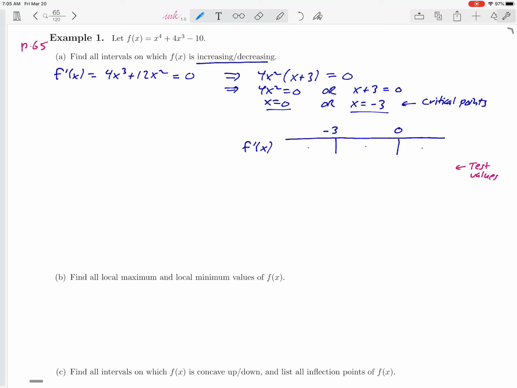for our function, starting with the zone on the very left-hand side. So what would a nice number be that's a little bit less than negative 3? Well, one possibility is just negative 4. That's a test value in our leftmost zone. And we're interested in knowing, is the derivative positive or negative at that number negative 4? Well, let's go over here to the left and figure that out. So we're going to take that negative 4 and plug it into the derivative. I'm going to use the factored form of the derivative, 4x squared times x plus 3, that we calculated, and just plug that negative 4 in.